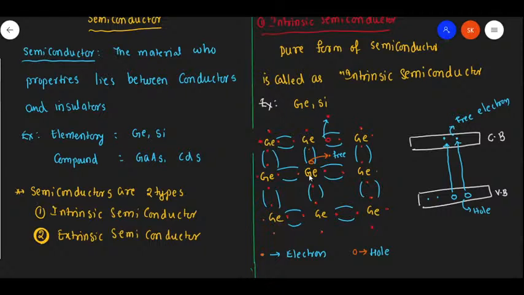Is it clear, students, till now? Okay, I will not use that color next time. Next, continuation. I am going to erase this. If you want, you take the screenshot.